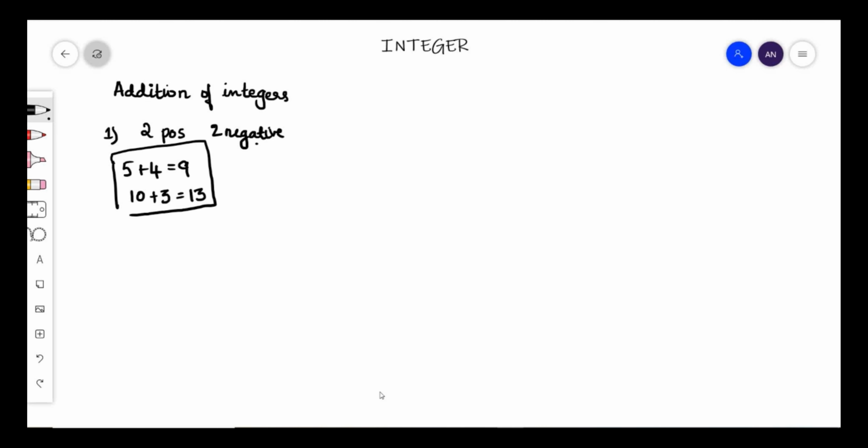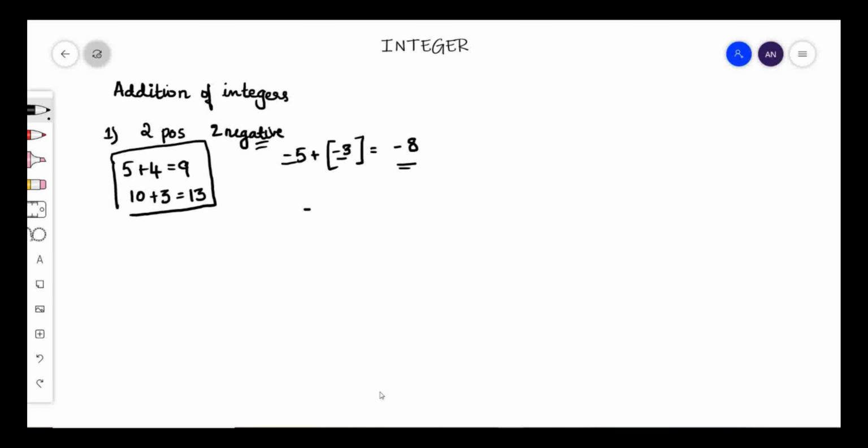Okay, if there are two negative integers, what are you supposed to do? Minus 5 plus minus 3 equals minus 5 minus 3. See, if you have two same integers, you have to add. 5 plus 3 is 8 and you have to put the same sign. What is it? Minus. So minus 8.